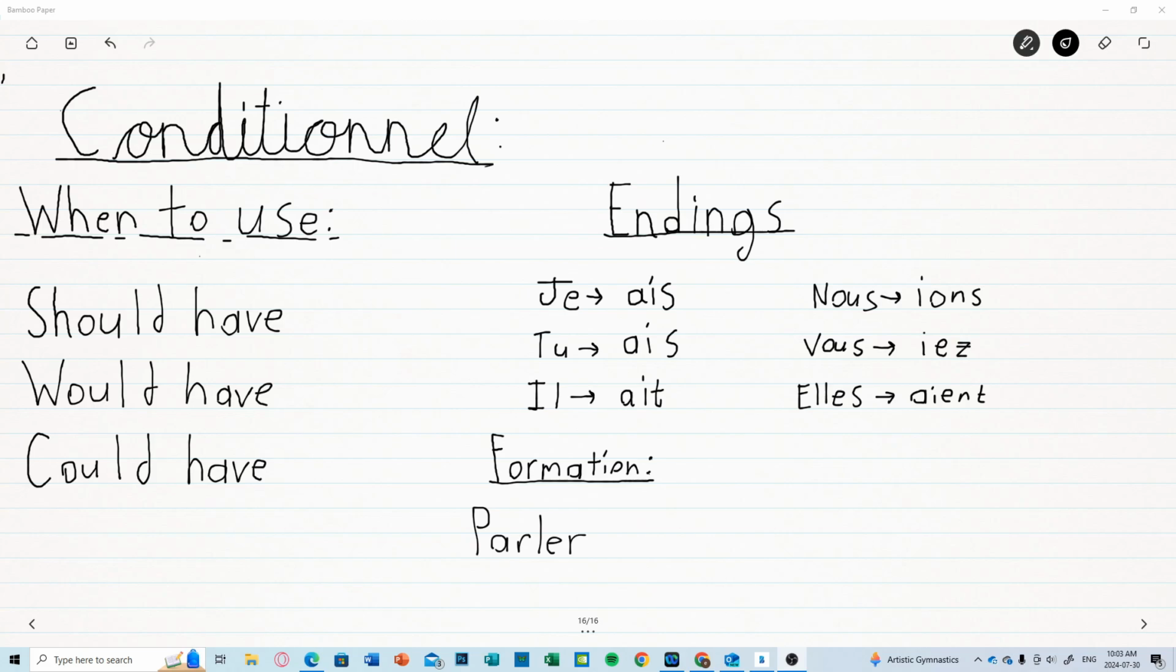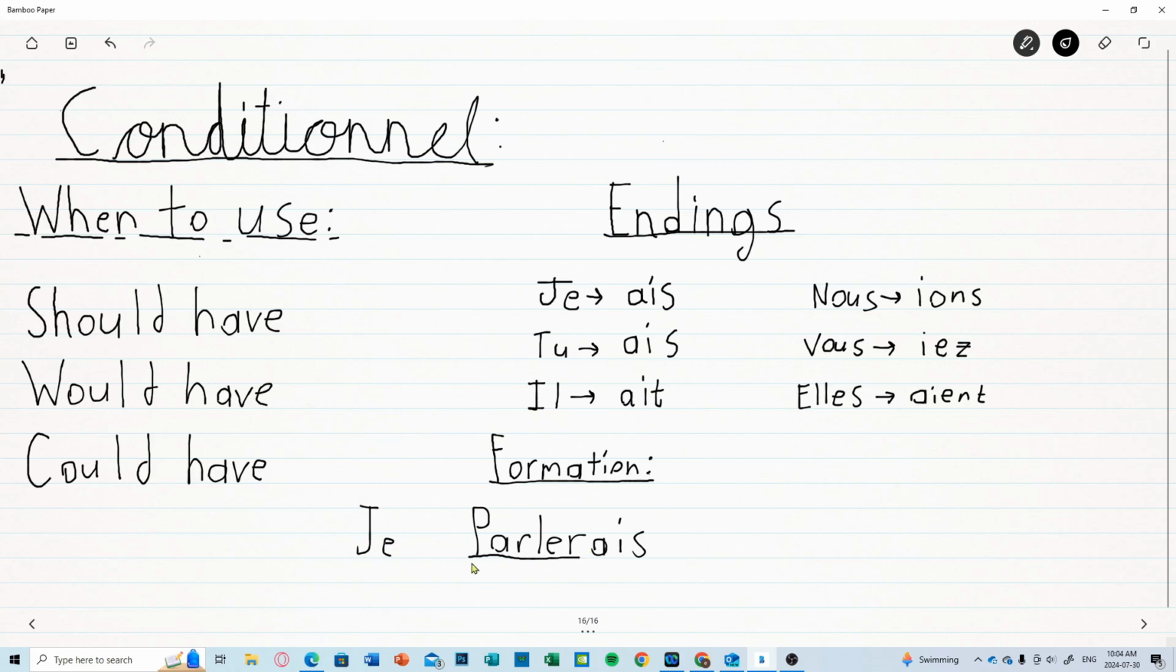Now the big difference between conditional and imparfait, besides when to use it, is the formation of the verb. So with imparfait, you would take off the ONS in the nous form and then add your ending. With conditional, it's a lot like future. What you're going to do is you're going to have the infinitive form of the verb, and then you're just going to add your ending beside it. So if I want to say je, it'd be je parlerais, and you're done.